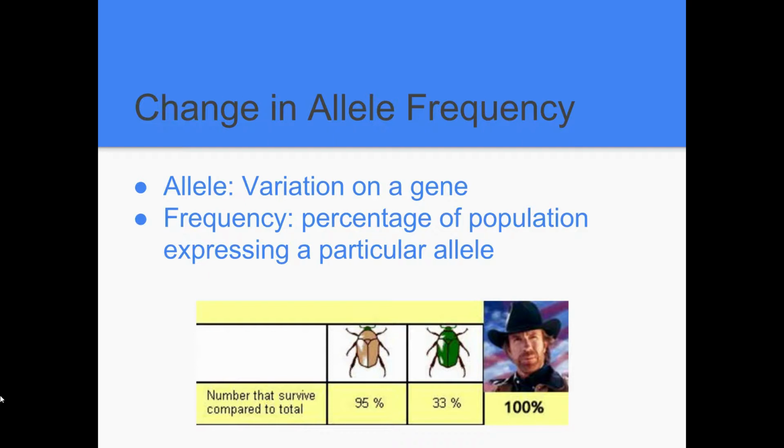Frequency is the percentage of the population expressing a particular allele. So if half of the beetles are brown and half are green, then 50% are expressing the allele for brown and half are expressing the allele for green. In the picture below here, we're imagining the number that survived compared to the total. So in this particular environment, it's beneficial to be brown. Their environment is mostly brown, and so the camouflage works. So 95% of the brown beetles will survive, 33% of the green beetles will survive, and 100% of Chuck Norris will always survive, because he's Chuck Norris.